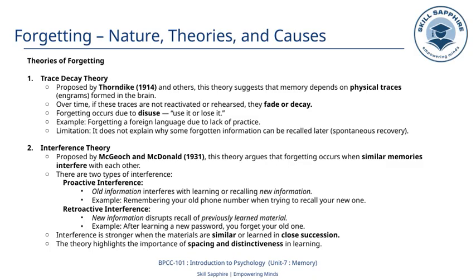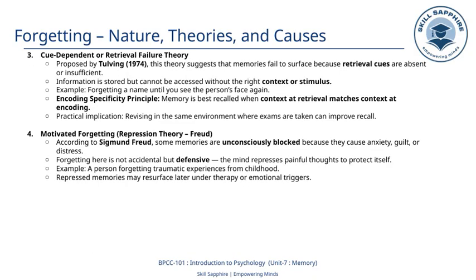Interference tends to be stronger when the materials are similar or learned close together in time. This highlights how important spacing and making information distinctive are for effective learning. Overall, these theories help us understand why forgetting happens and how different factors can influence it. Let's talk about forgetting, specifically focusing on the nature, theories, and causes behind it.